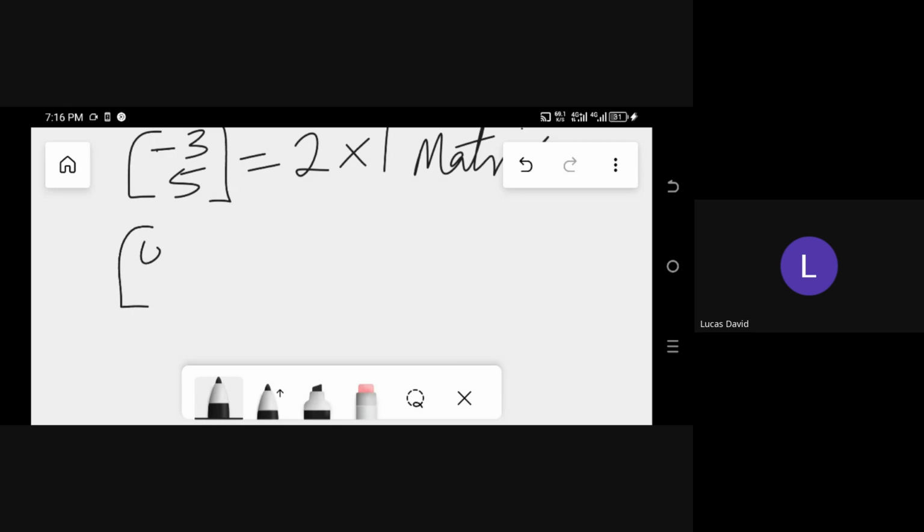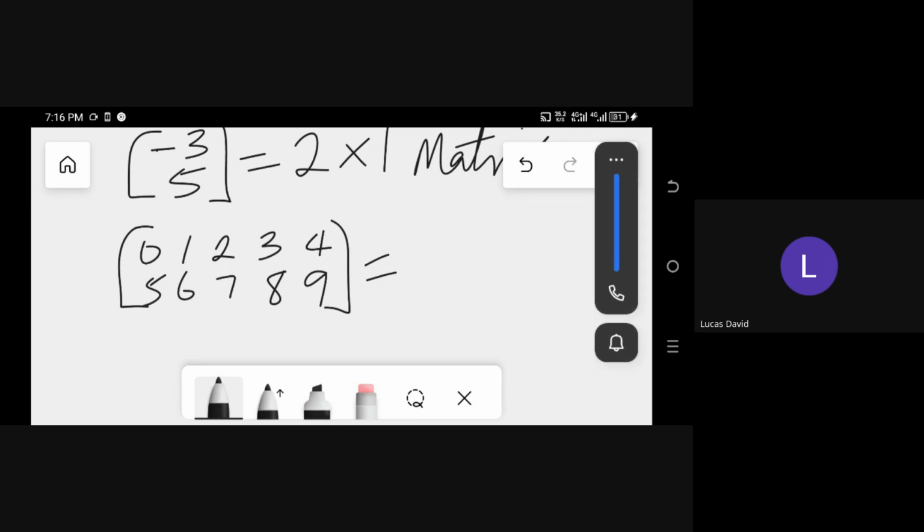So let's say we have 0, 1, 2, 3, 4, and 5, 6, 7, 8, 9 as it is here. So what would be the order of this matrix? Who wants to try? Who wants to try to determine the order of this matrix?